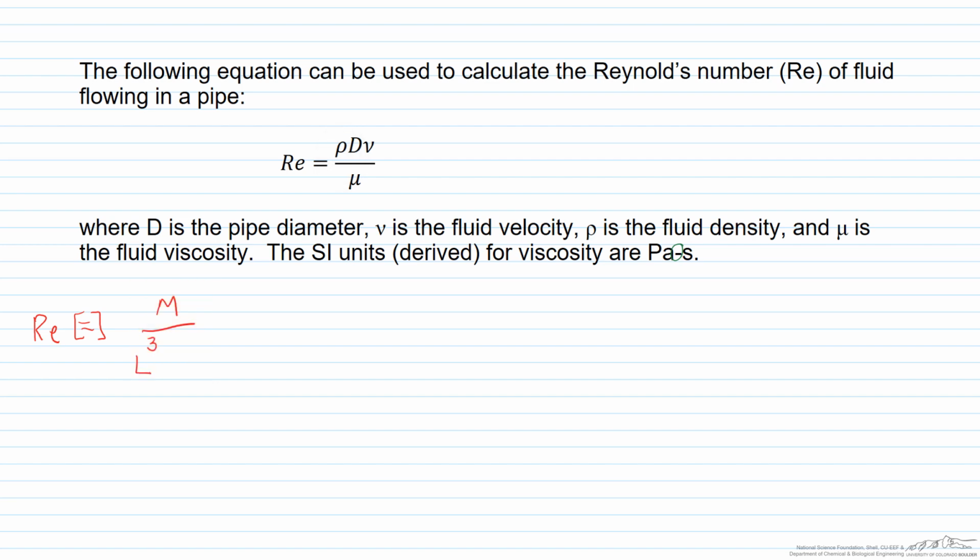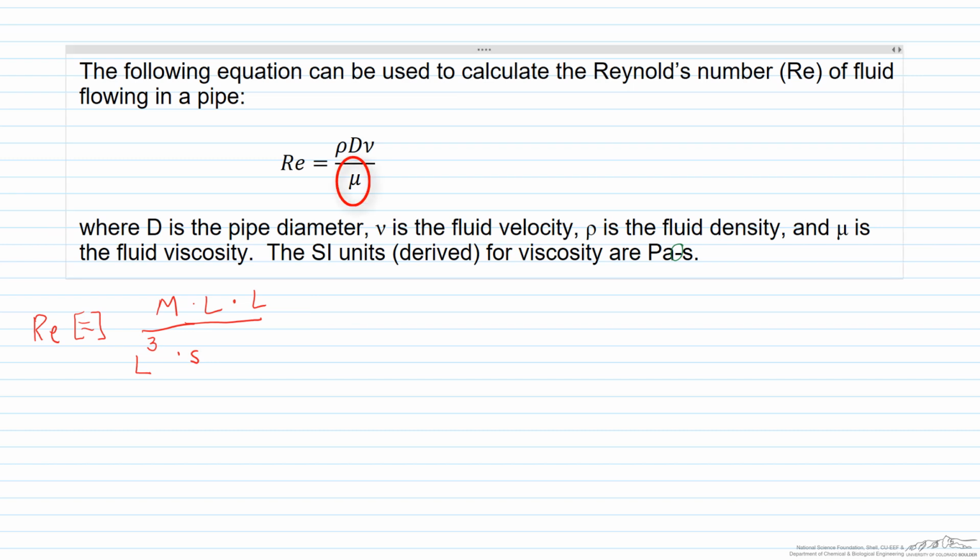All right, and then we also have diameter, which is a length scale. So we're going to multiply by length, that's diameter. We've got fluid velocity. Velocity is length per time. So I'm going to put length in the numerator, time in the denominator. All right. And then finally, we have viscosity in the denominator. Viscosity is Pascal times seconds. So Pascal, I'm going to write this over here.